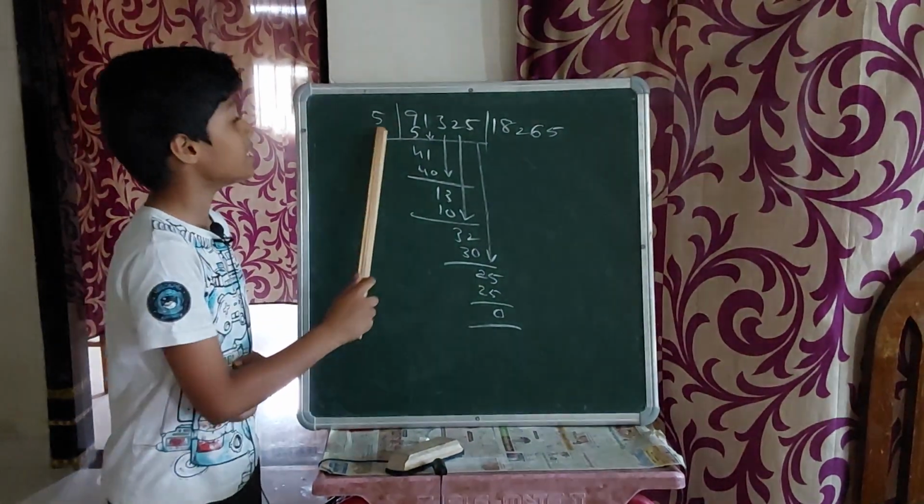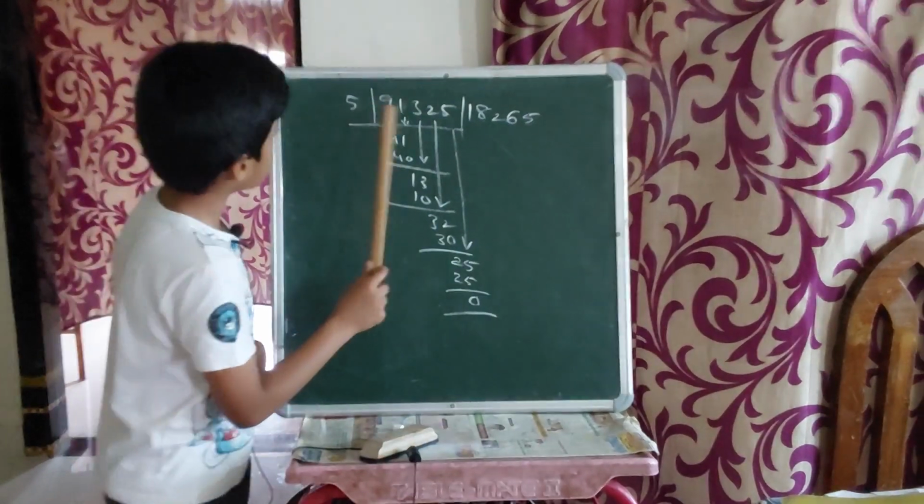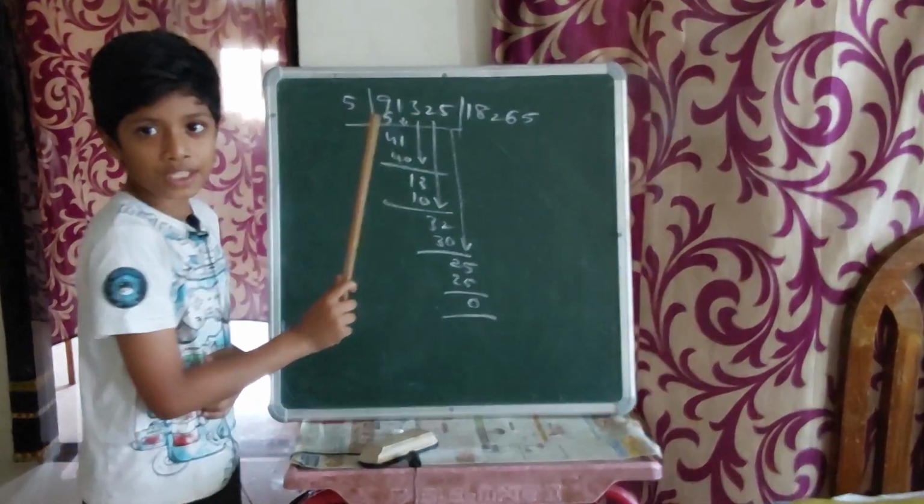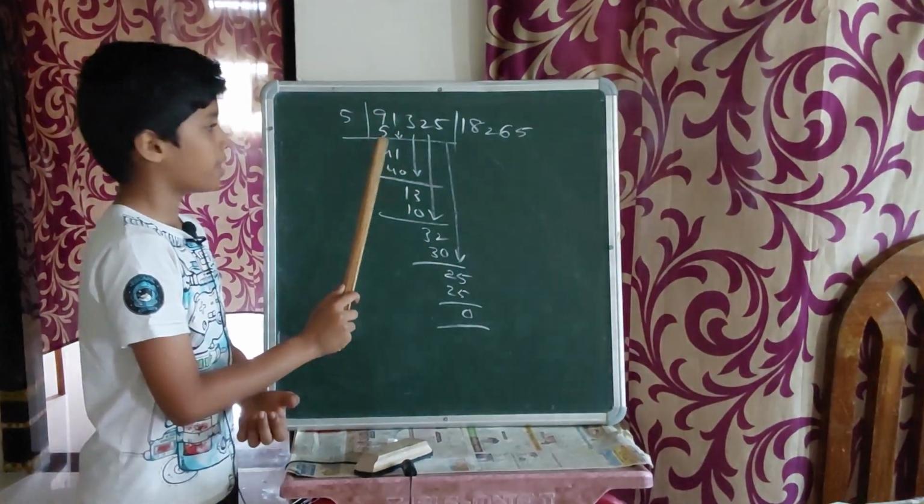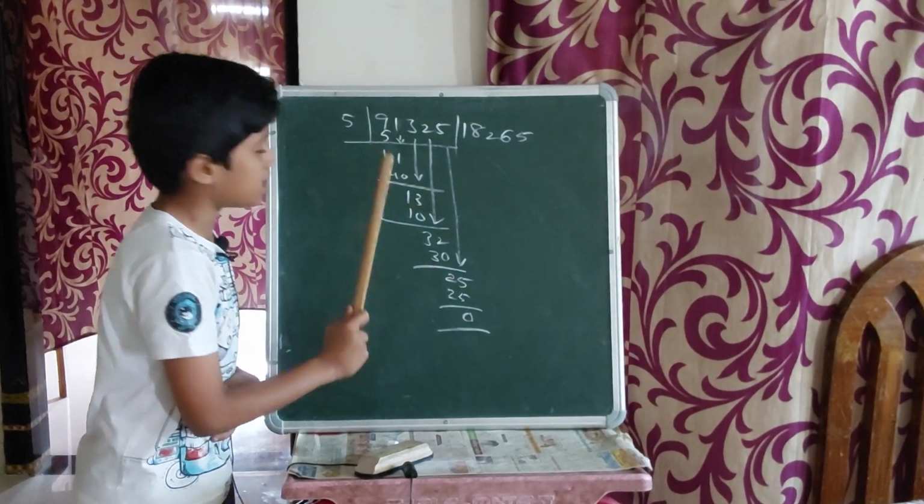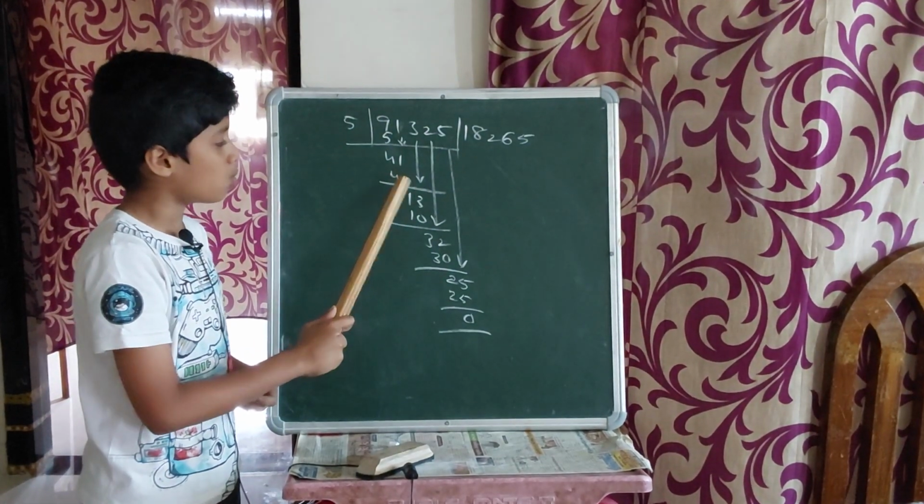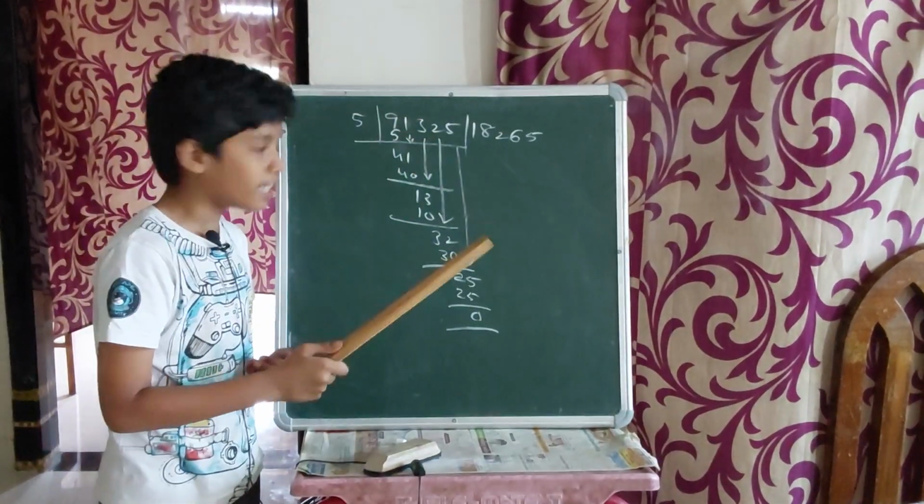So, our question is 91325 divided by 5. Let us take first 5 ones are 5. 9 minus 5 is equal to 4. So, let us bring our 1 down. So, it becomes 41. Next, 5 8s are 40. 41 minus 40 is equal to 1. So, let us bring our 3 down, it becomes 13.